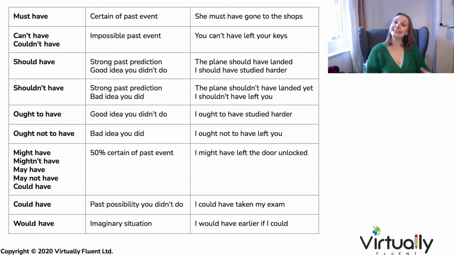So those are all the key modal verbs that you can use in their past forms alongside their definitions and the strength of prediction or possibility in English.